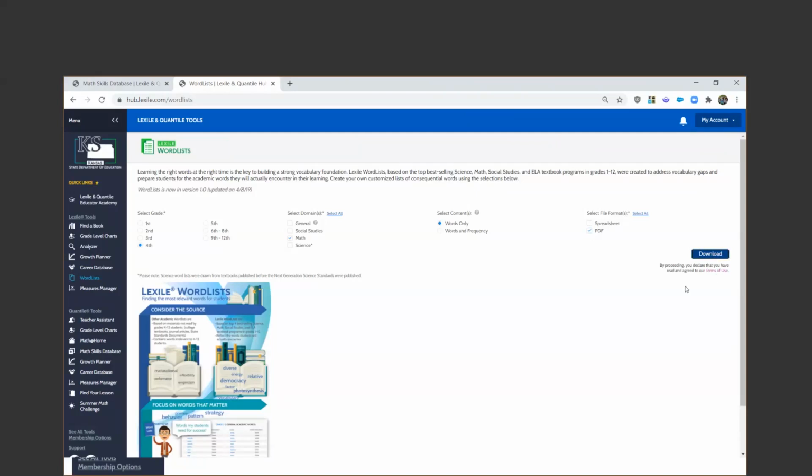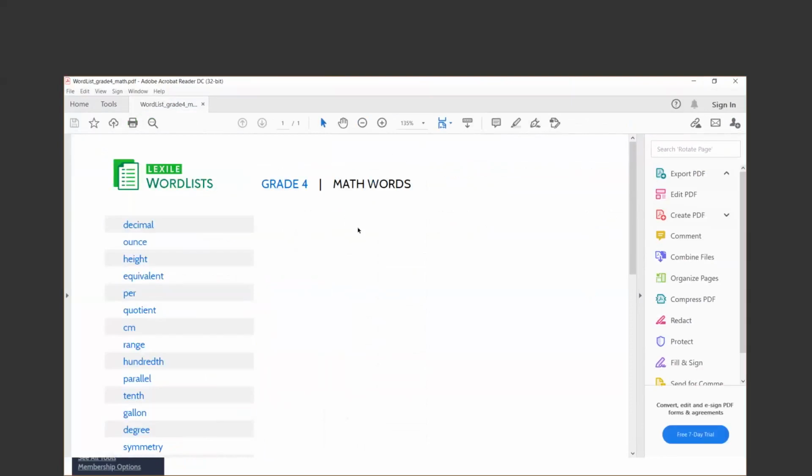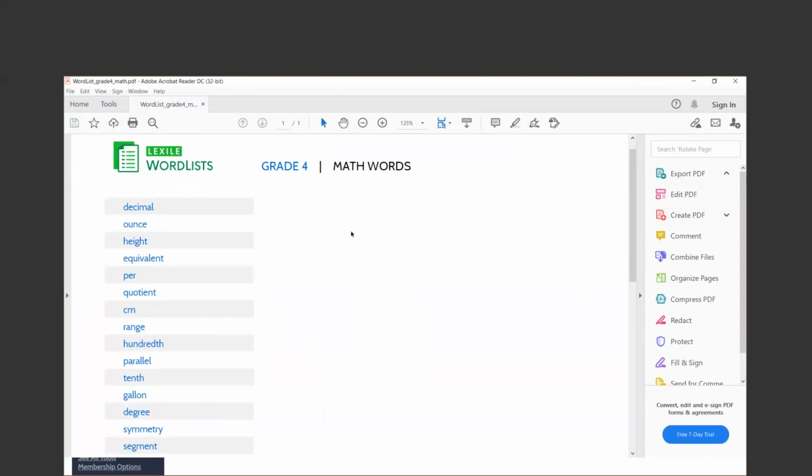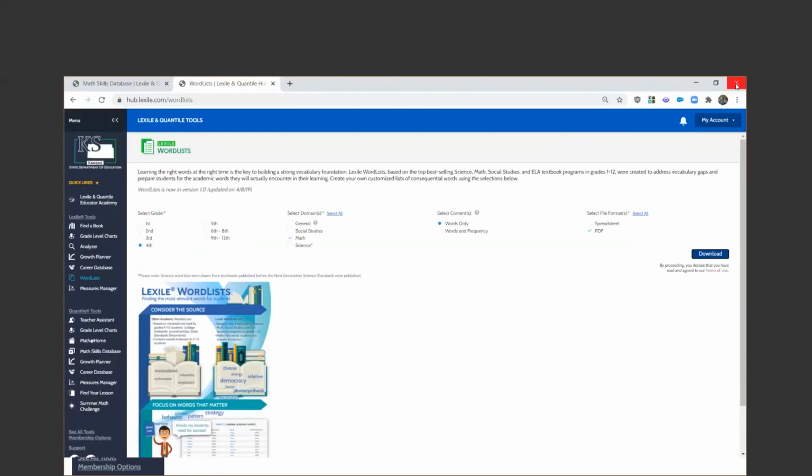I can download a PDF, and here it is. Here is the word list of the most frequently used fourth grade math words. And you'll see some of these words might actually surprise you. Decimal, equivalent, quotient, a number of words here that fourth graders will encounter in their math textbooks. And it makes sense that those words are words that we may want to front load to help our students be successful with that particular vocabulary.